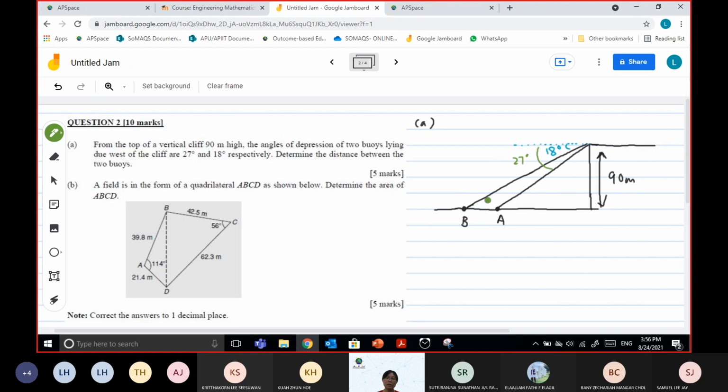About the angle: if A is 27, then here should be 27. For B, the angle of depression is 18, then here is supposed to be 18. And of course, here will be 90 degrees. So this is the information that we have. With these angles, you are able to know the other angles. This is the problem we have. Then you have to determine the distance between the two buoys. So this is the distance that you need to find.